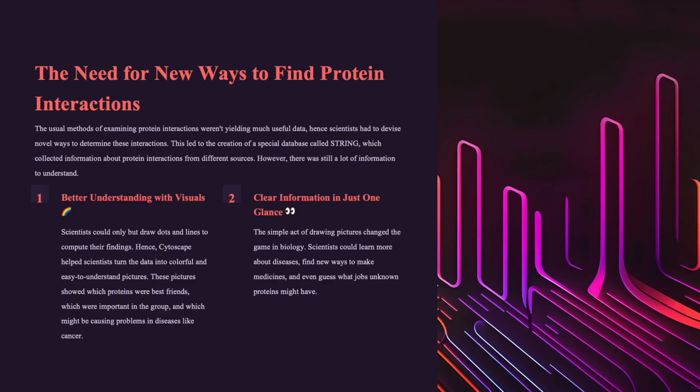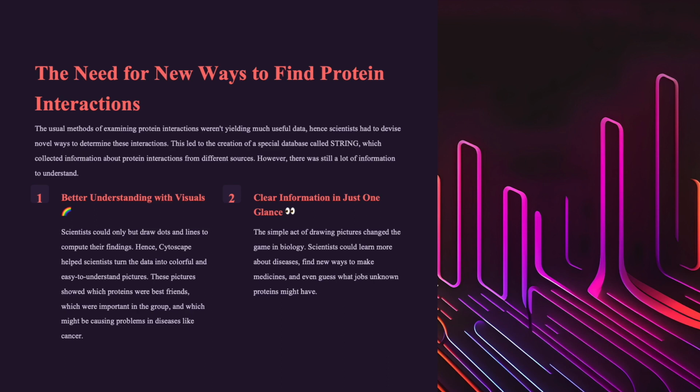A big thing that happened was the creation of a spatial database called STRING in 2000. That's where a clever computer program called Cytoscape came in. It helps scientists to turn the data into colorful and easy to understand pictures. These pictures showed which proteins are best friends, which are important in the group, and which might be causing problems in diseases like cancer.